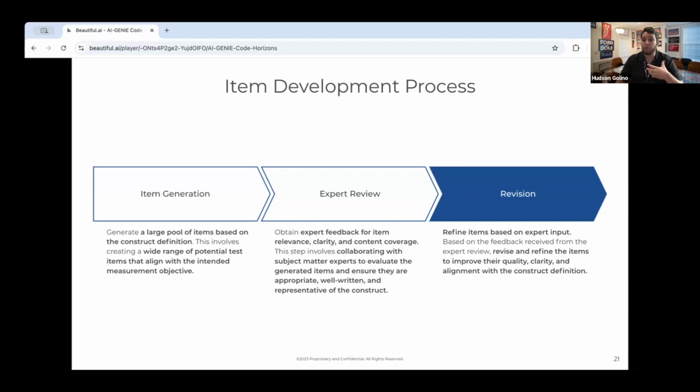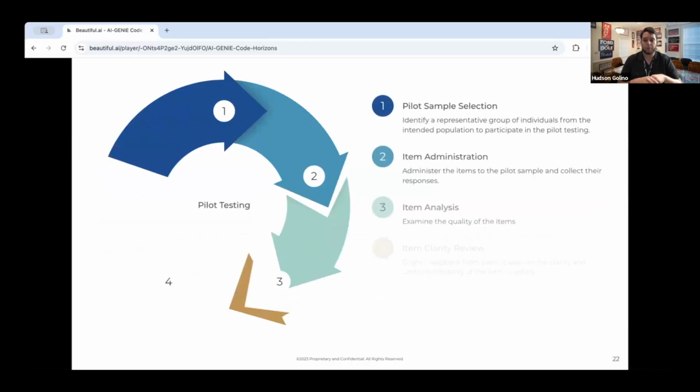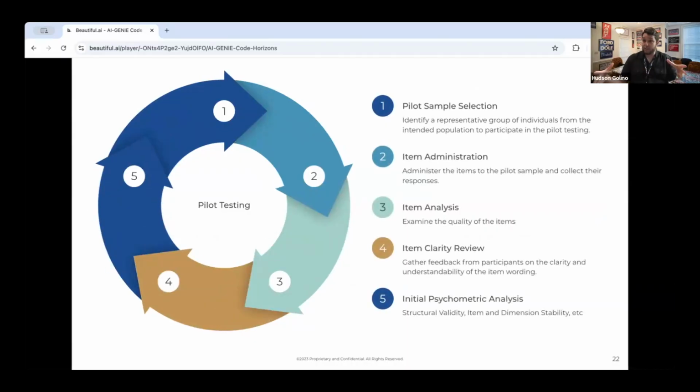And based on the feedback we receive from the experts, we do the first round of item revision, and we improve the items, or we modify the items based on the qualitative feedback from the experts, addressing quality, clarity, alignment with the construct definition. Once we have done that part, that takes a very long time and lots of effort, we go to the first step of pilot testing. So pilot testing involves several different steps, depending on the construct, depending on the approach the person is using, but can be summarized as follows.